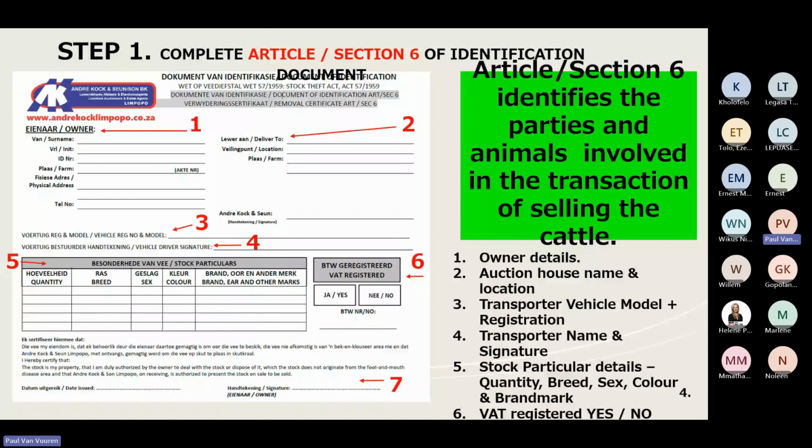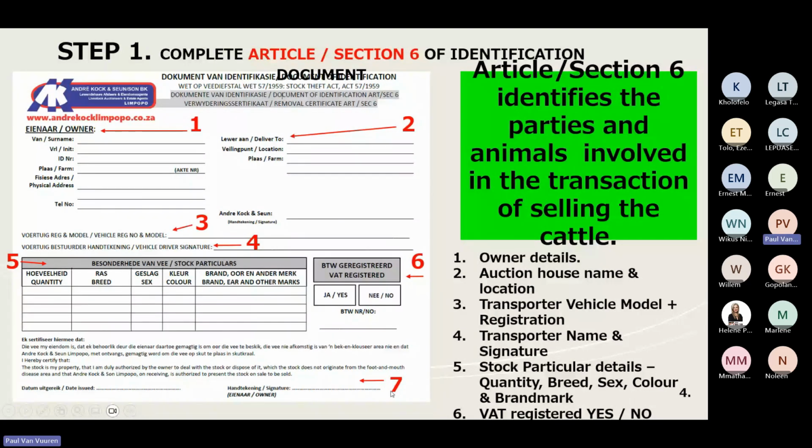Then number 7, I don't think you can see it on your screen, right at the bottom of the page, the owner has to sign that document. That is a document to identify the parties involved in the transaction of selling the cattle. That is our first page.